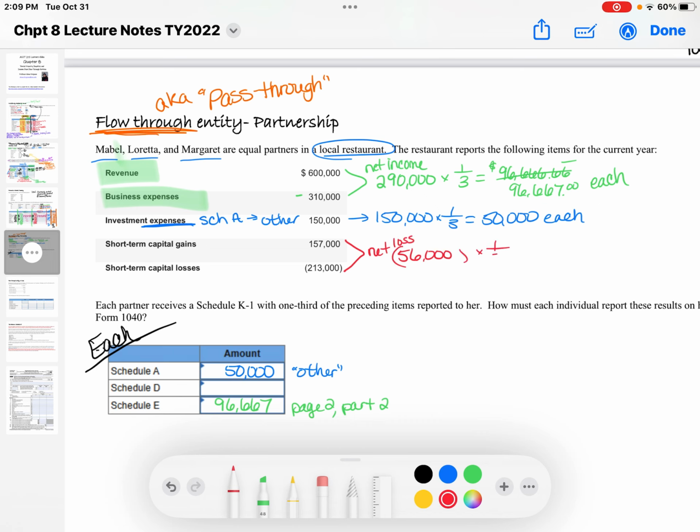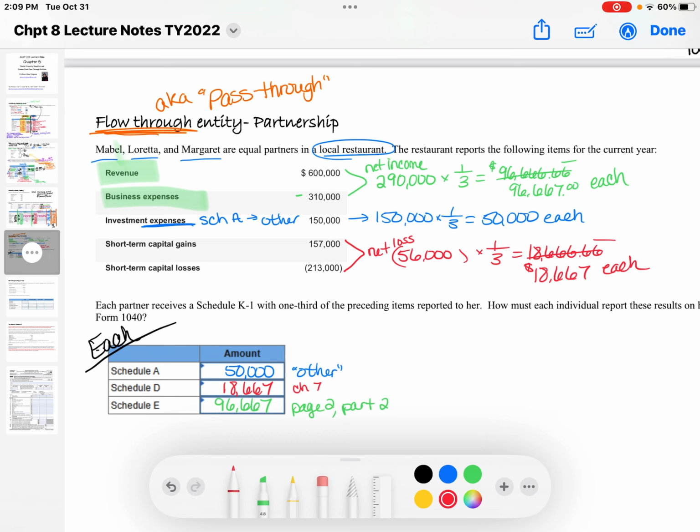So I'll put in here loss. And again, they're going to split it 3 ways. So this one also rounds. It's repeating there. So let's just round it to 18,667. Again, each person's going to get that. And this is from chapter 7. So again, not really fair because we skipped that one, but it's 18,667. Still gives you an idea.